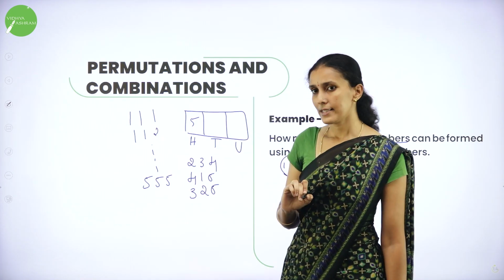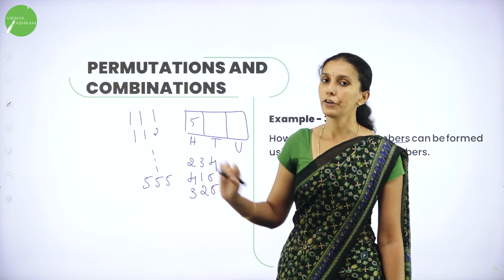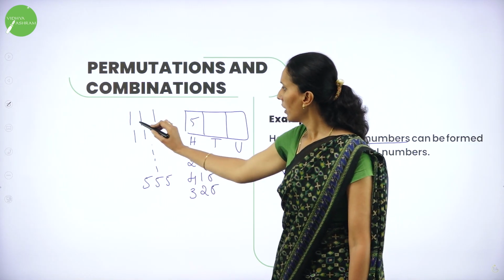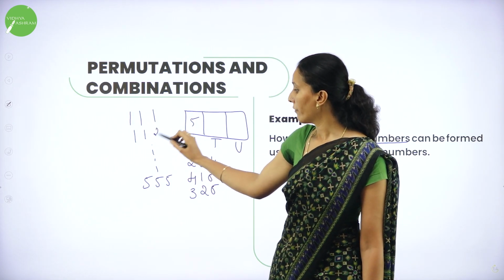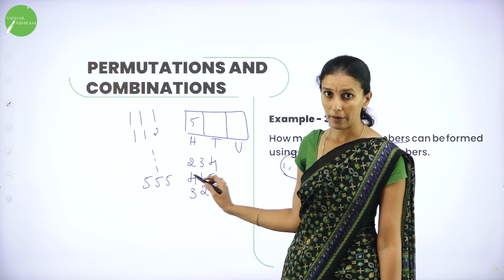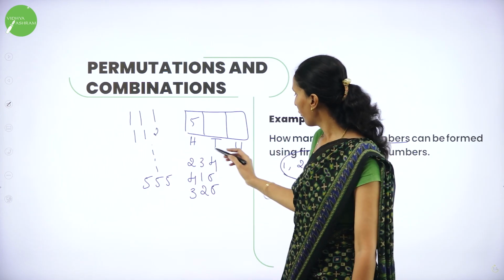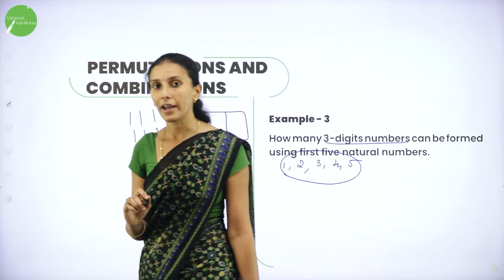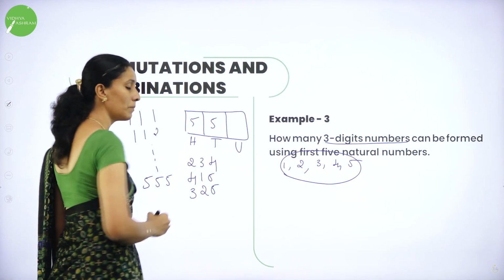What about the tens place? In the tens place also, any number from 1 to 5 can be taken. See here, the digits are repeated here: 1, 1, 1, 1, 1, 2, 5, 5, 5 we have. Here the digits are not repeated, but we have numbers where the digits are repeating. Therefore, any number from 1 to 5 can also take the place value of 10. That is, 5 numbers can take it.